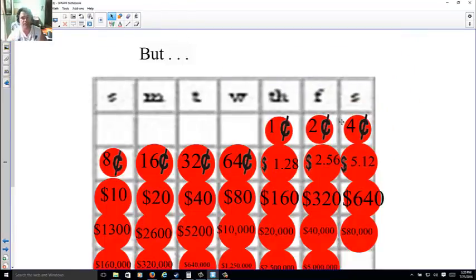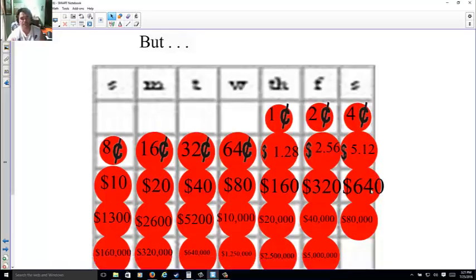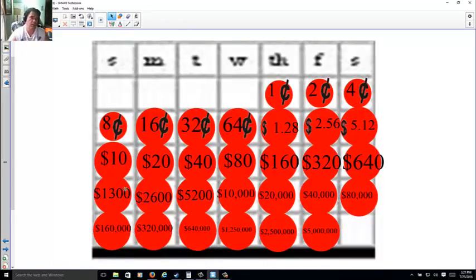We have 1 penny, 2 pennies, 4 pennies, 8 pennies, 16, 32, 64, 128, 256, $5.12. I simply changed it to $10 here. $10, 20, 40, 80, 160, 320, $640. Now remember, if we add all these up, you owe me a penny, 2 pennies, 4 pennies. By now you've already paid me the $1,000 back, and we're not done with the month.